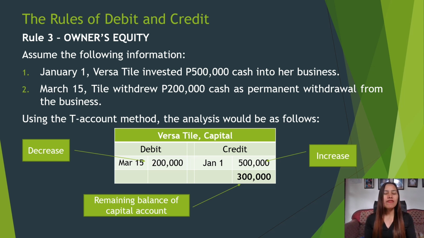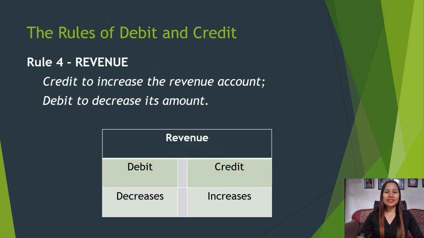So, as of March 15, the ending balance of Versatile Capital is 300,000 pesos. So, 500,000 pesos, beginning balance as of January 1, less drawings, 200,000 as of March 15. The remaining balance of capital account is 300,000 pesos as of March 15.